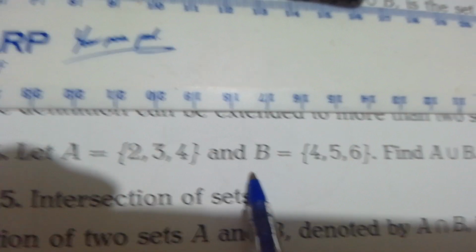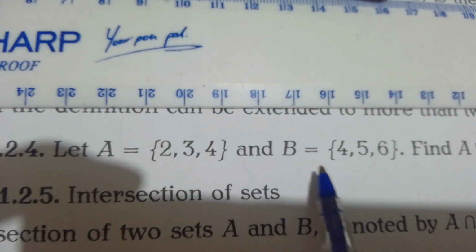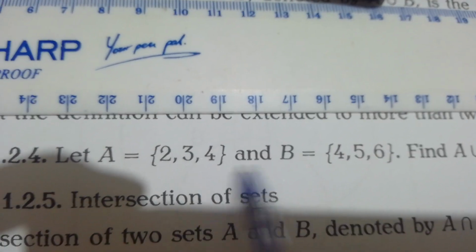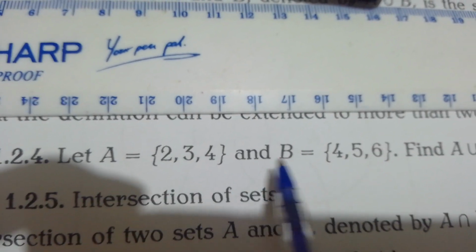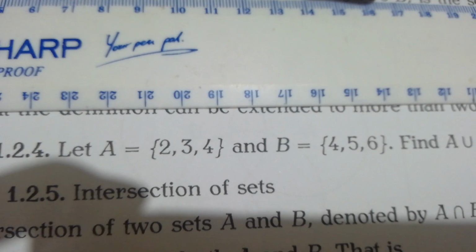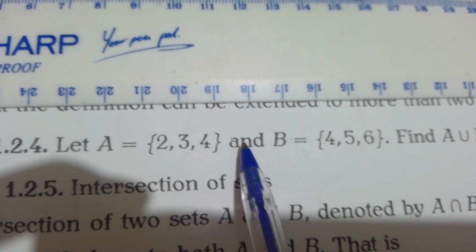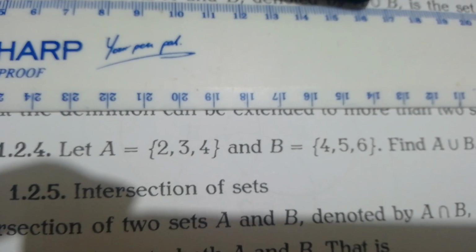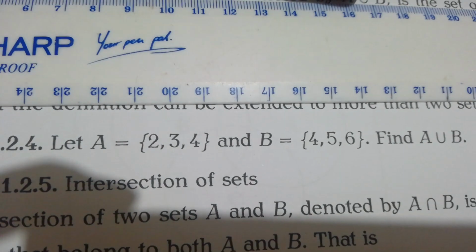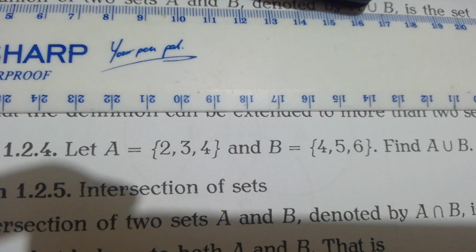Well, that is wrong. Since we're talking about the union of the set, it means we want to find the elements that are in either set or in both. Back to the definition. So we'll just represent 4 once. So we have 2, 3, 4, 5, and 6. So that will make up the union of sets, A union B.